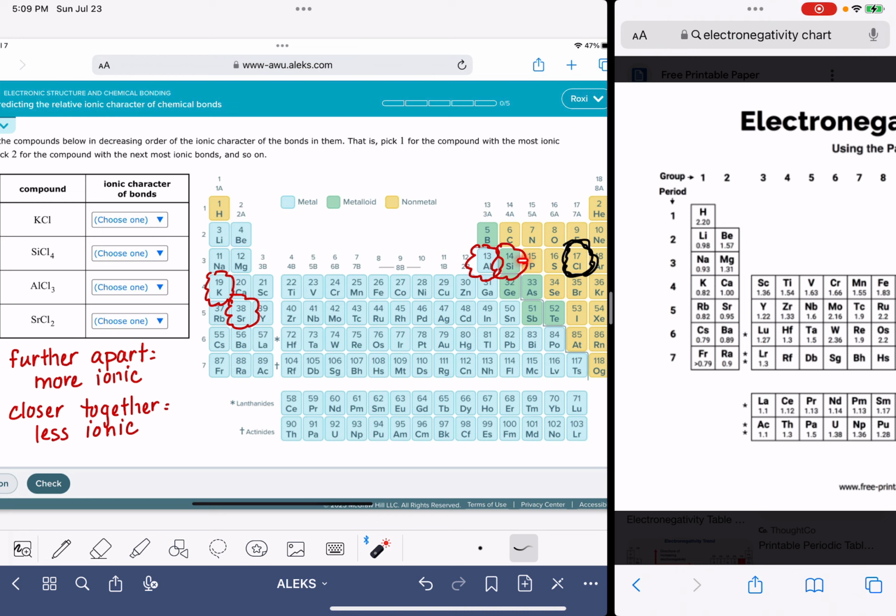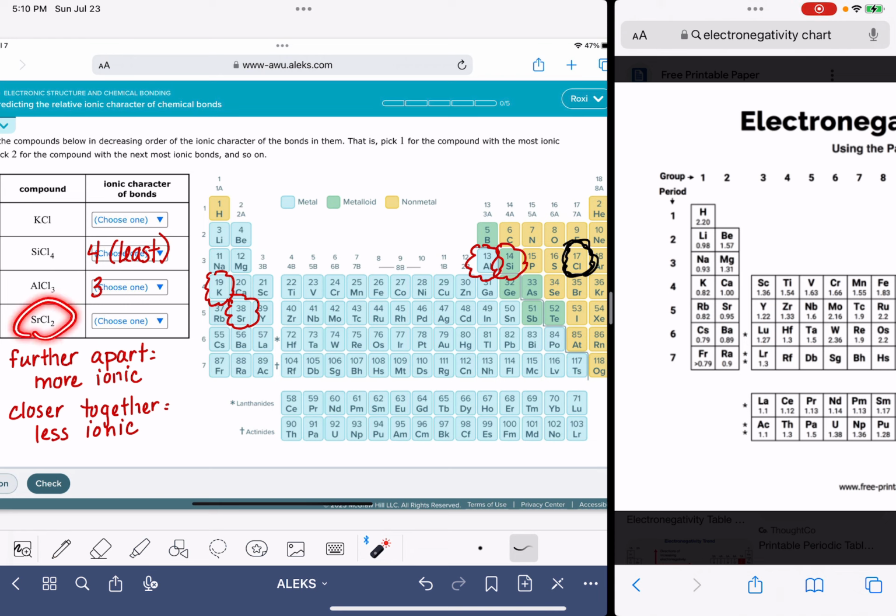So what I can say for sure is that the silicon and the chlorine are closest together compared to Al, Sr, or K. So these two are the closest together, and that means that that bond is going to be the least ionic of all four of these. ALEKS is ranking that with a 4, and it says that it is the least ionic. The next closest together is the aluminum and the chlorine. So those are pretty close together as well. Not as close as SiCl, but they're still pretty close together. So that is going to be my number 3. The aluminum is my number 3.